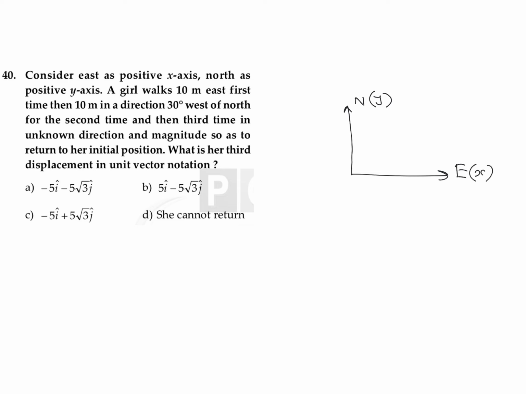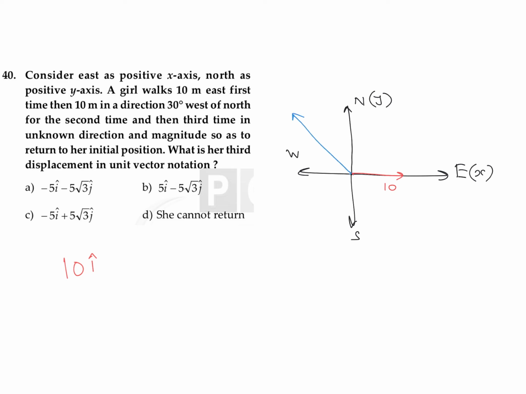And it is given that a girl walks 10 meter east. So first she is traveling along this direction by a distance of 10 meter. So we can write 10 meter towards east as 10 i cap, and then 10 meter in a direction 30 degree west of north. So we know that this is west and this is south. So next displacement is given as 10 meter in a direction 30 degree west of north.